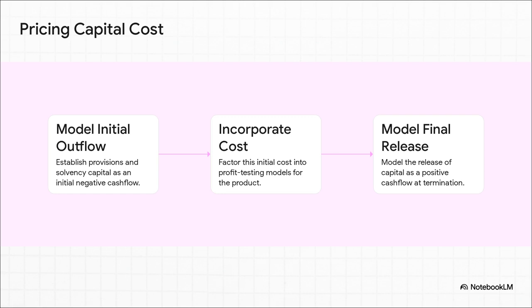This isn't just your sales commission. It includes setting up the full solvency capital requirement, or SCR, for that new policy. That initial hit directly impacts your net present value. Then, as the policy runs its course and the risk decreases, that required capital is slowly released, creating positive cash flows that you also discount back. That final release of capital when the contract ends is a massive piece of the overall profitability puzzle.